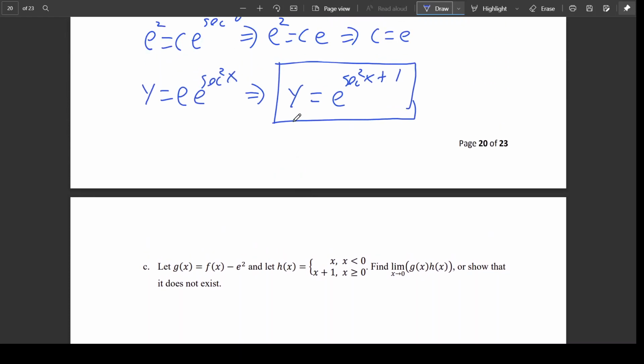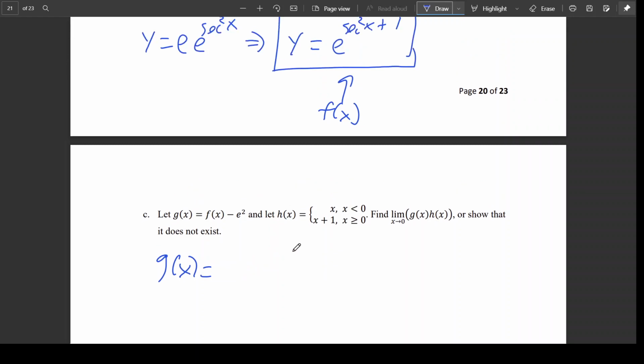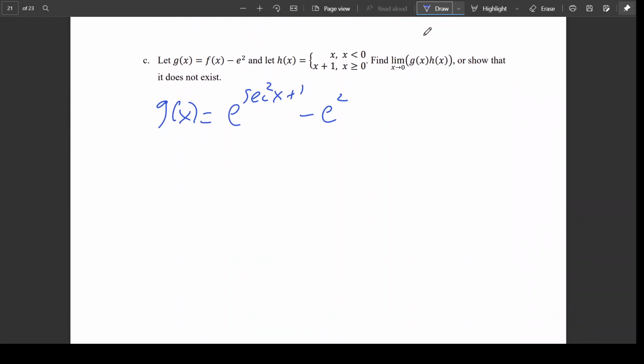And so we know what f of x is, right? This is f of x. So we can go ahead and find g of x now. g of x equals f of x minus e squared. So it's equal to e to the secant squared of x plus 1 minus e squared, right? And now we want to find this limit, and we're going to approach it from the left and from the right. If it approaches the same number from the left and from the right, then it does exist. If not, then it doesn't exist.